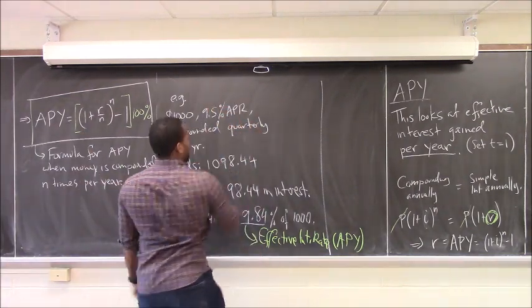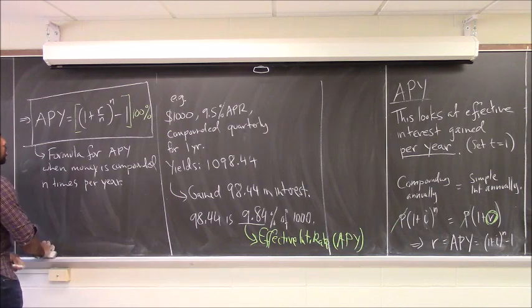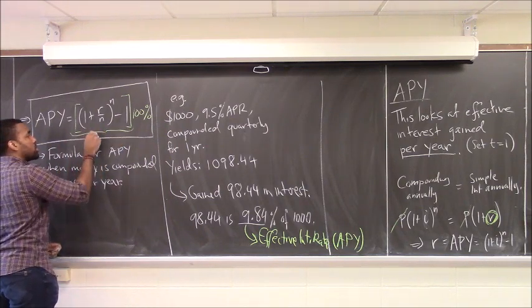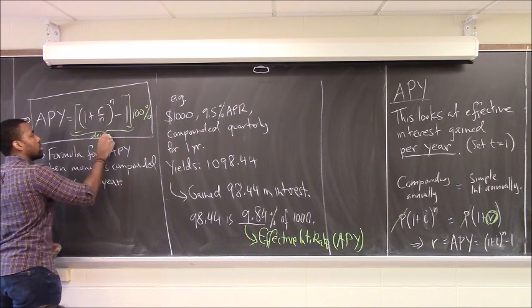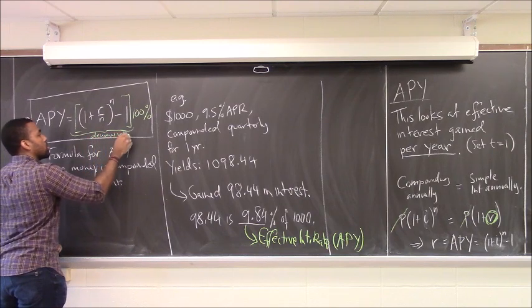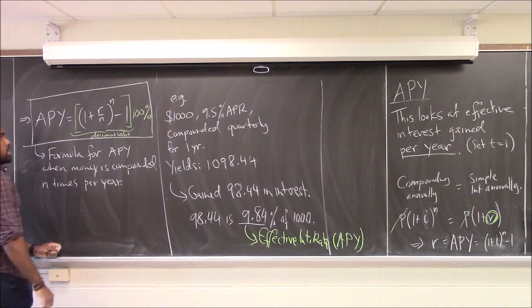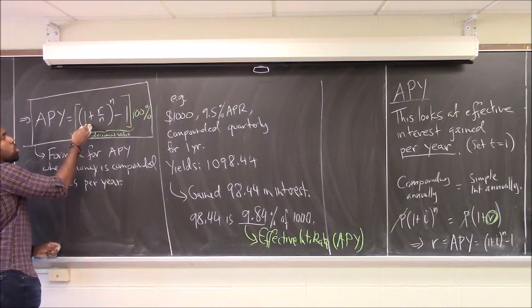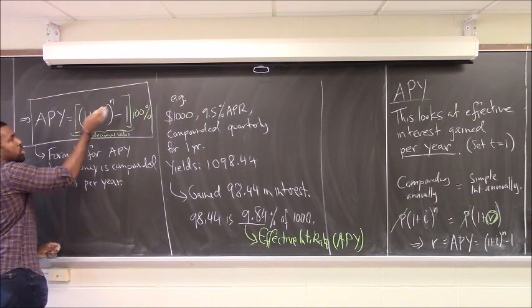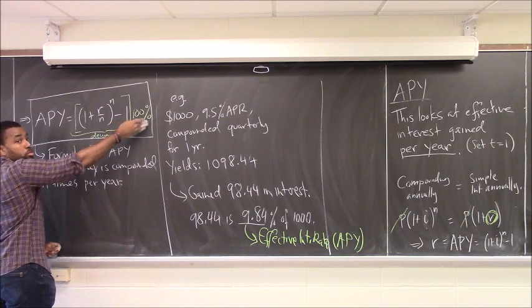I have a question. Yes. What's the 100% for at the end? Oh, so just write it as a percentage, because this will give you the decimal value of the percentage. So just multiply by 100%. Alright, thank you. Right? So if this gives you like 0.095, if you multiply that by 100, you get 9.5%.